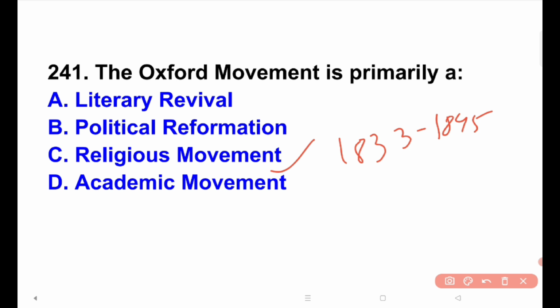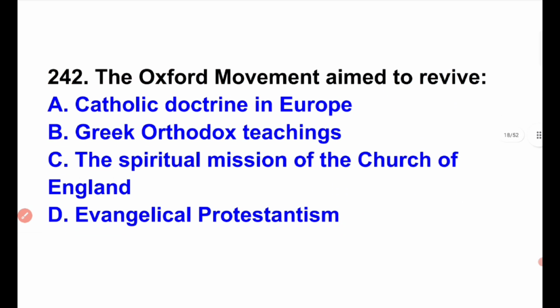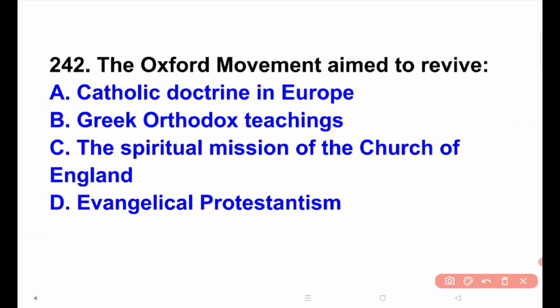Next, the Oxford movement aimed to revive, option C, the spiritual mission of the Church of England. The movement emphasized apostolic succession, sacraments, and ritualism akin to early church practices. Catholic doctrine in Europe focused on Anglican renewal, not continental Catholicism.